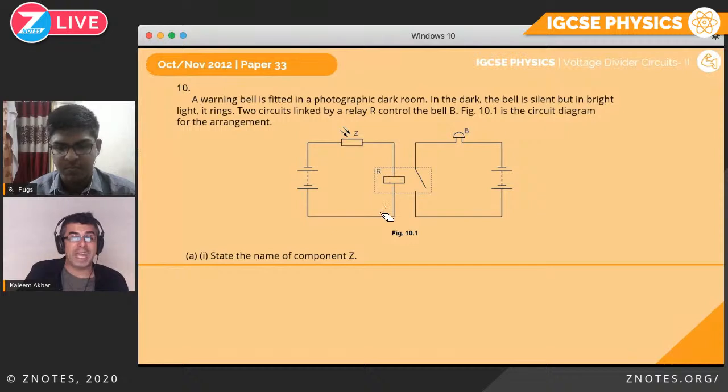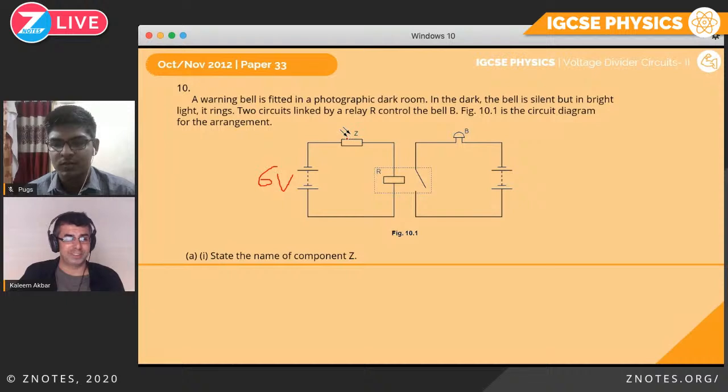Now we've got these two in series. What do we know about a series circuit? Current's always the same. Voltage adds up to the total. So let's say this was 6 volts. At any one time, this plus this must equal 6. I'm just making it up. When light shines on this, I already told you, resistance goes down. If resistance goes down, voltage goes down. If voltage goes down here, voltage goes up here. That will become magnetized. That will slam shut. And the bell will ring when light shines on this.